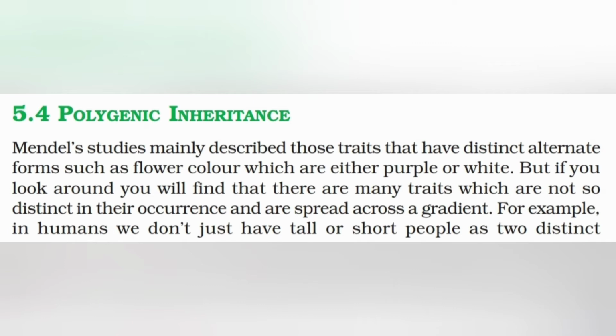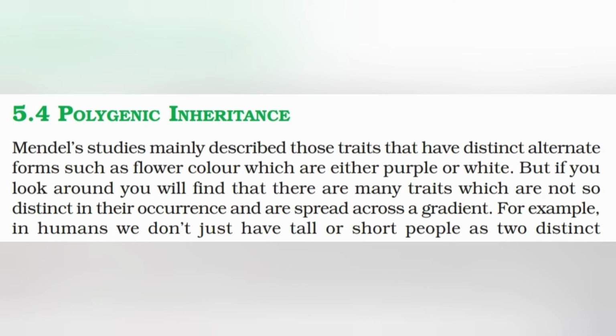Polygenic inheritance. Mendel's studies mainly describe those traits that have distinct alternate forms, such as flower color, which are either purple or white. But if you look around, you will find that there are many traits which are not so distinct in their occurrence and are spread across a gradient.